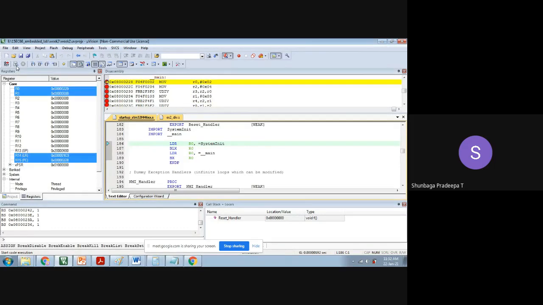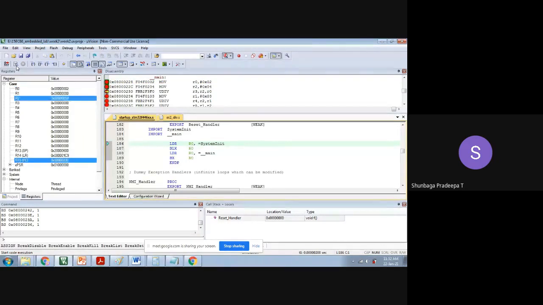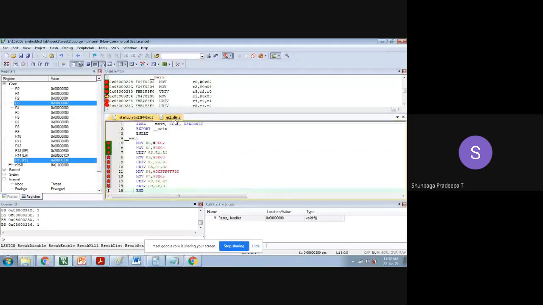So what we are doing, we are now loading R0 with 2, R2 with 4. R1 is not loaded with any value, so the default value is maintained. R3 is loaded with R2 divided by R0. R2 contains 4 and R0 contains 2. So what happens? 4 divided by 2, the quotient 2 is now loaded in the R3 register.